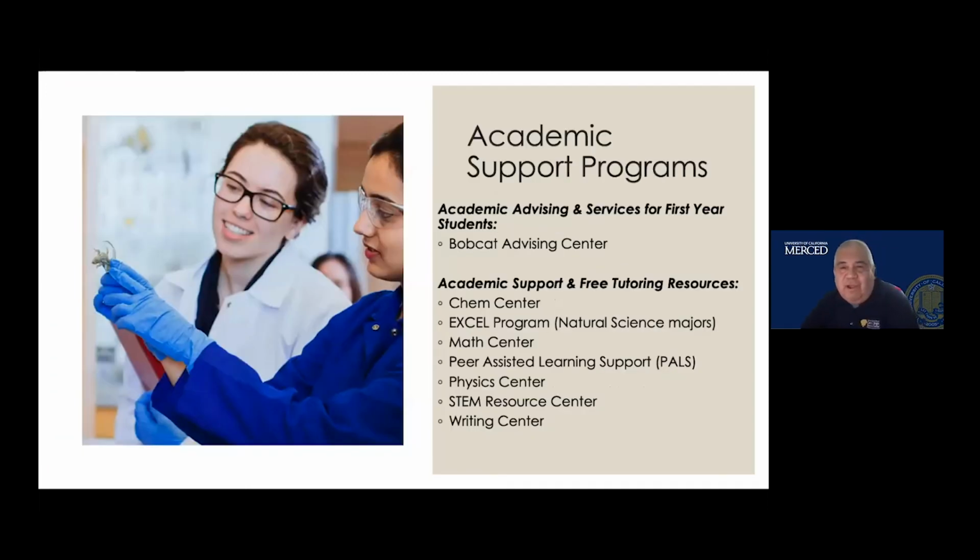We also partner with a variety of academic support programs on our campus. Our Bobcat Advising Center is a center specifically for first year and undeclared students, as well as transfer students in their first year. And so the general advising is provided through that office. As the students progress into their second year, they will be assigned to their academic school. So if I'm a mechanical engineering major, my advisor my second year and beyond will be located in the School of Engineering. If I am a sociology major, then my advisor will be located in the School of Social Sciences, Humanities, and Arts, and so forth.